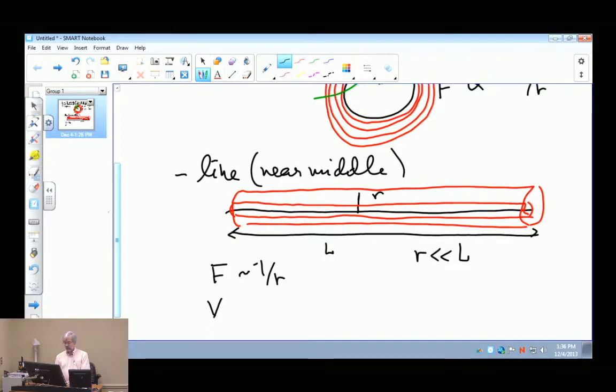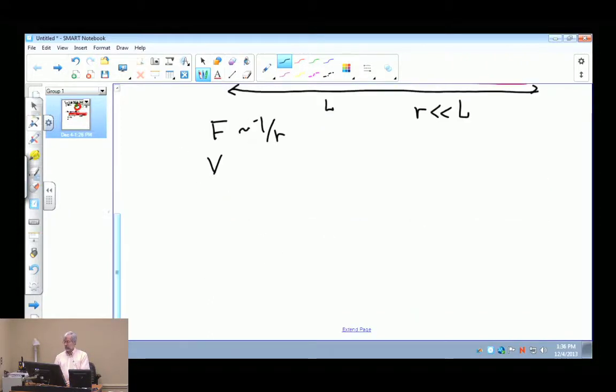Okay. Well, what does that mean in terms of the potential? The negative derivative of the potential is the force. So what does the potential have to be? Negative 1 over r squared? No. 1 over r squared? The derivative of 1 over r squared would be 1 over r cubed. So the derivative of what gives you 1 over r? Natural log. Potential goes like natural log.